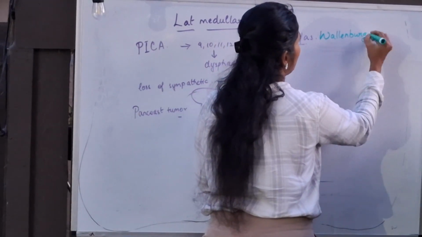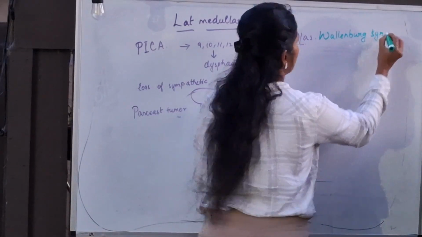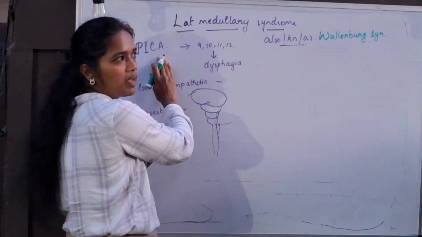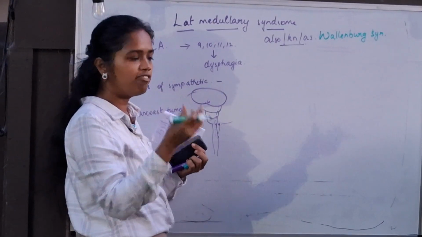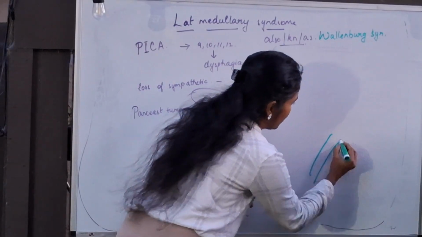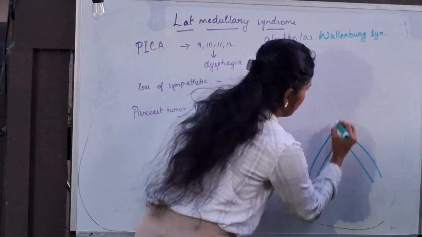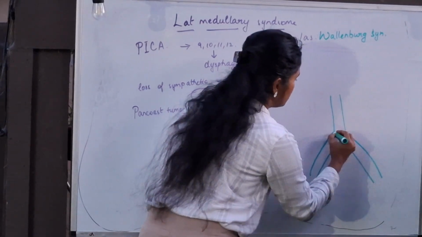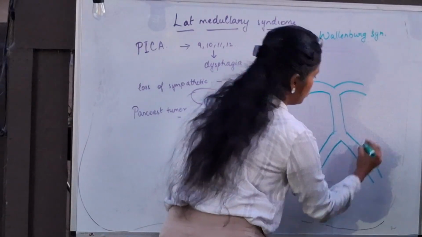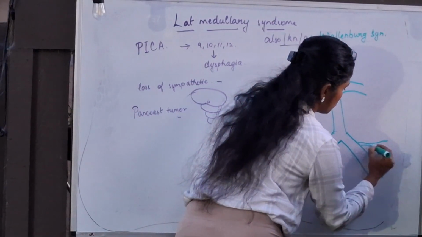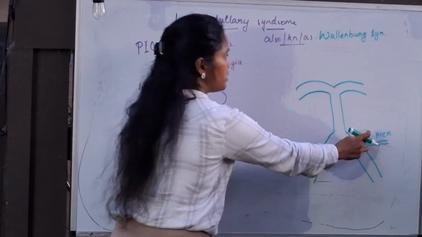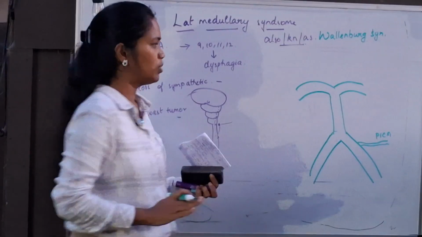So here in lateral medullary syndrome, you should know that the lateral part of the medulla is supplied by the PICA. What is PICA? PICA is the posterior inferior cerebellar artery. So from where does the posterior inferior cerebellar artery arise? It arises from the vertebral artery, which gives rise to the basilar artery, and here we have the posterior cerebral artery. So this vertebral artery is the one which gives rise to the posterior inferior cerebellar artery. The posterior inferior cerebellar artery supplies the lateral part of the medulla.